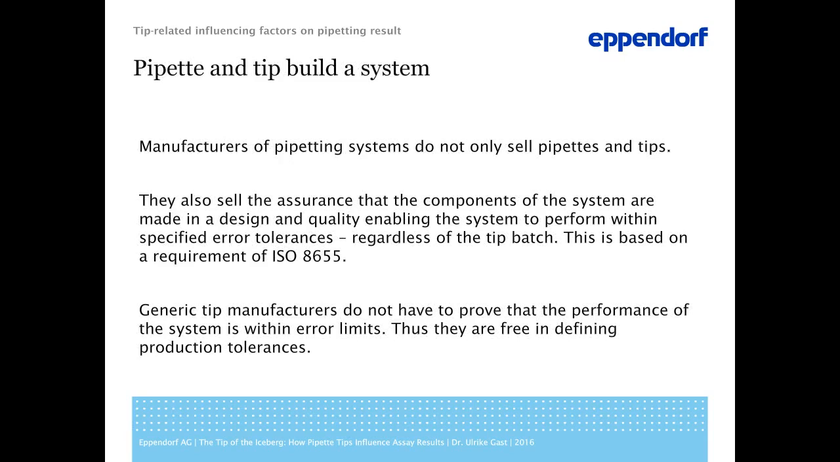Manufacturers of pipetting tips do not only sell pipettes and tips, they also sell the assurance that the components of the system are made in a design and quality enabling the system to perform within specified error tolerances, regardless of the tip batch. This is based on a requirement of the ISO 8655. Generic tip manufacturers do not have to prove that the performance of the system is within the error limits. Thus, they are free in defining production tolerances.